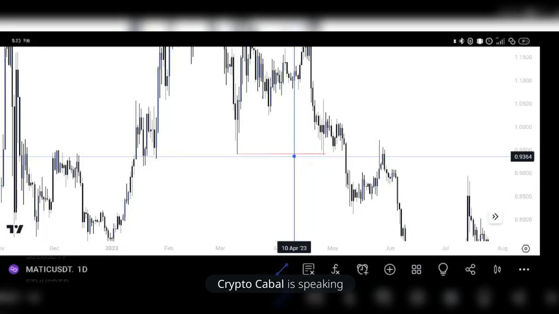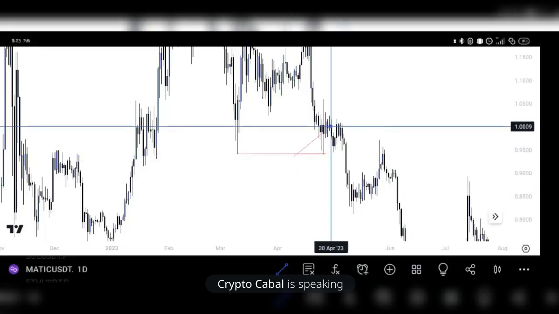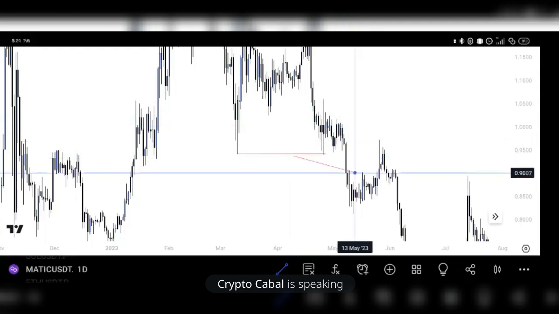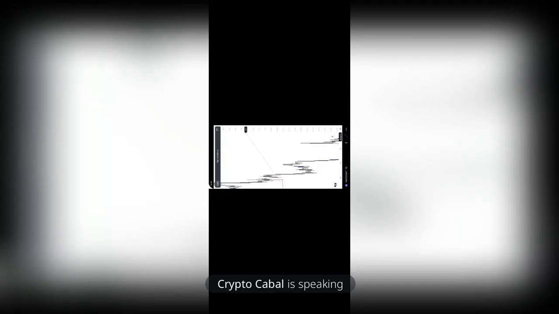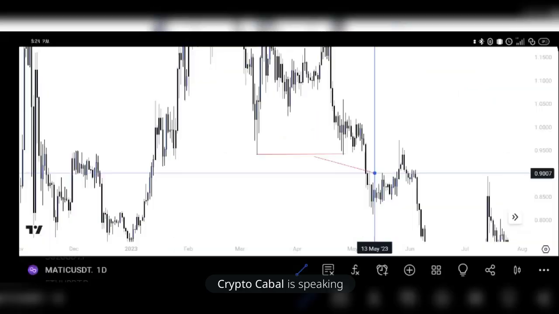Now, if I invert my screen, so we will not waste much time looking for the equal highs, I will invert my screen and show you how it happens in a double top very, very fast.